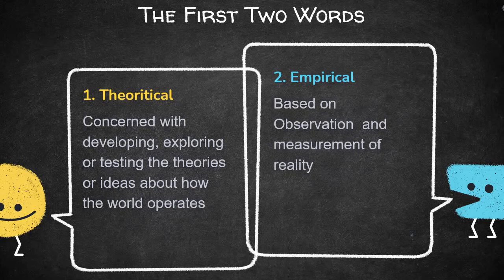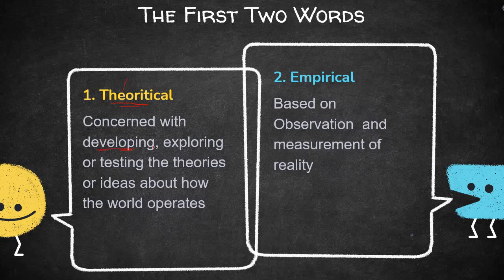Well, the first 2 words are theoretical and empirical. As the name suggests, theoretical has to do with theory, some kind of abstraction. So it is concerned with developing, exploring or testing theories or ideas about how the world operates. When you are trying to find out why something is happening, you are trying to give a structure to it, an explanation to it. You want to explain that phenomenon using some kind of abstraction, some kind of model. So that is what has to do with the theoretical side of research.